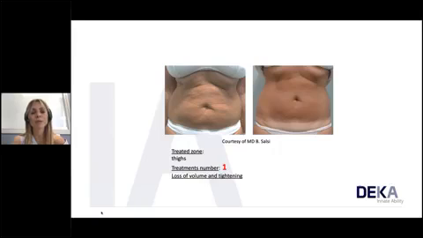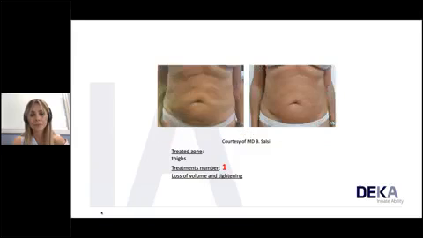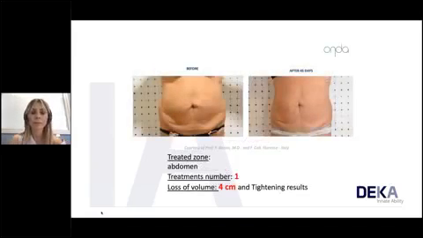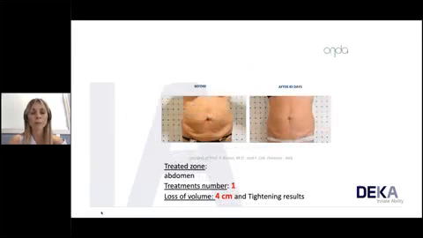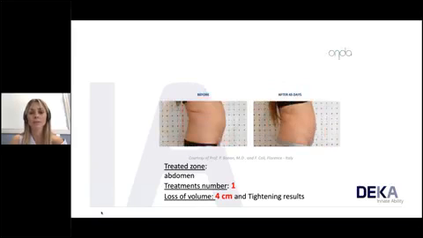It seems to be a sort of a reversible V, but in the second image, the lines are more horizontal. Again, loss of volume and improvement in skin quality. And again, loss of volume and tightening result. In this patient, 4 squares were performed. And we also had an improvement even of the flanks. And you can see better in this image the improvement.